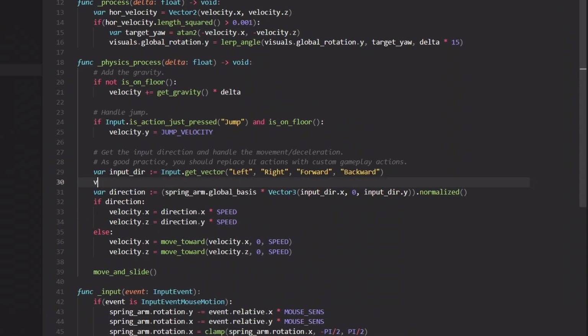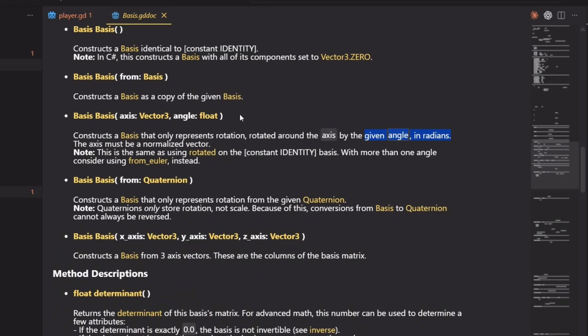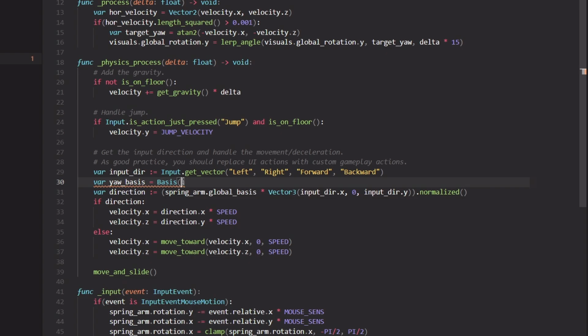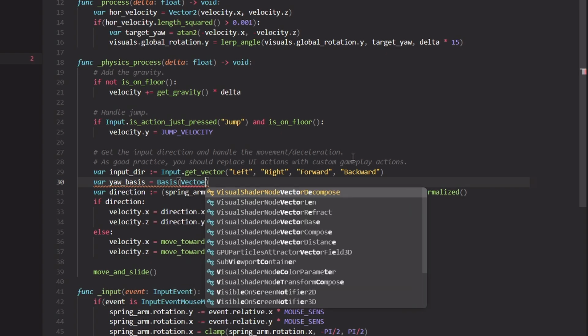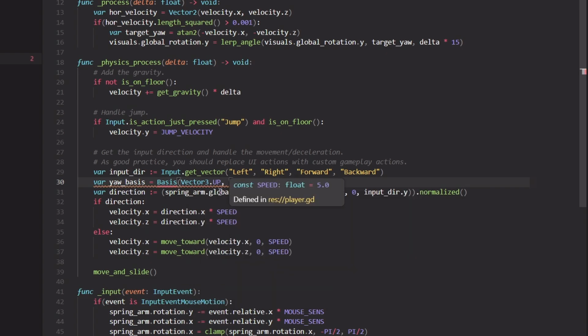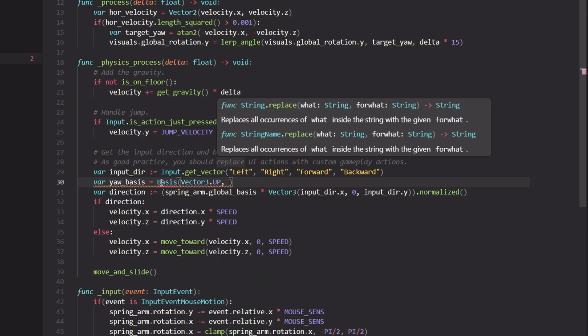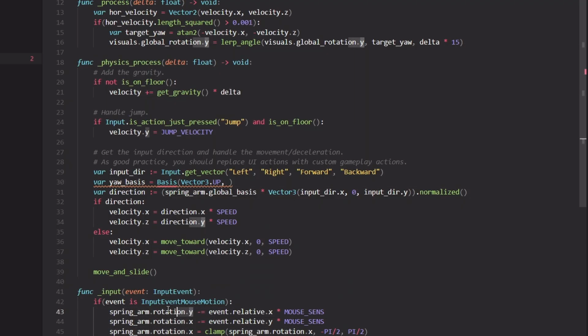How can we do this? We can declare a variable, we can call it yaw basis, and use the basis constructor, which would create a basis that's aligned with the world. And if we inspect it, there is a constructor that takes an axis and an angle as parameters. This means we can rotate our basis around a certain axis by some angle. So we can simply say we want to rotate it around vector 3.up, which is our Y component. So we will yaw the basis by the amount of the camera's yaw.